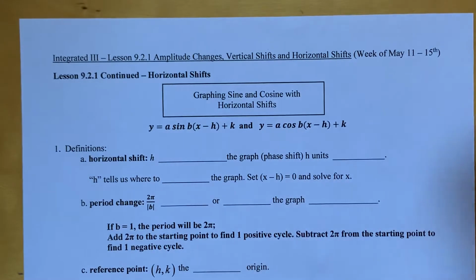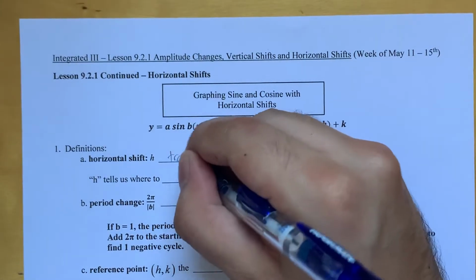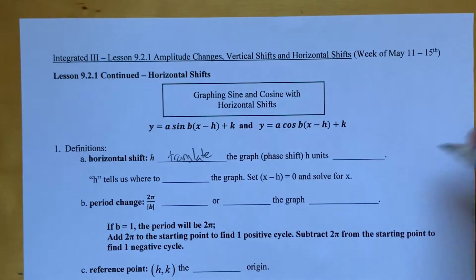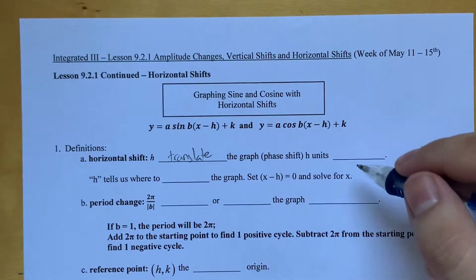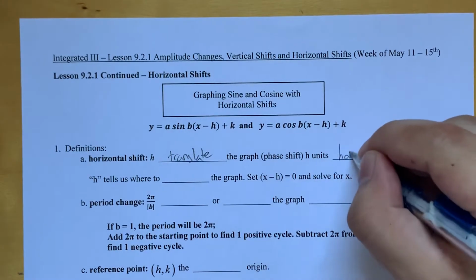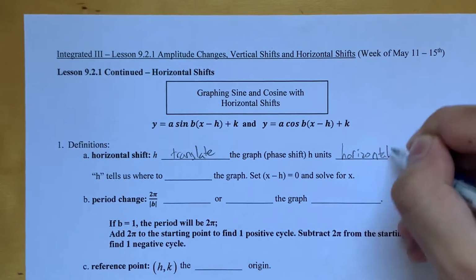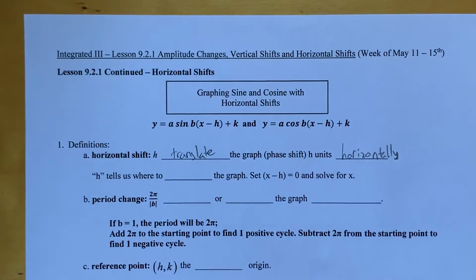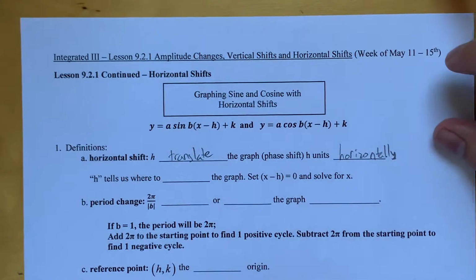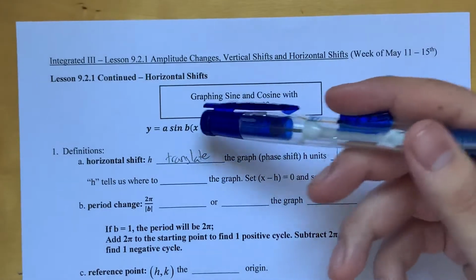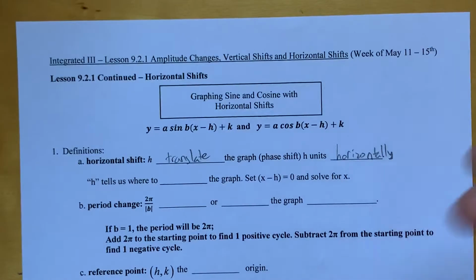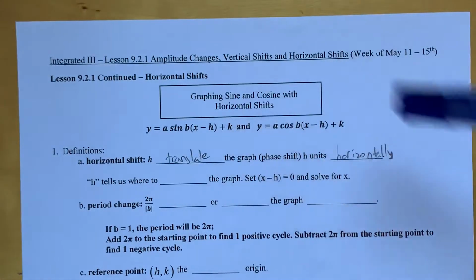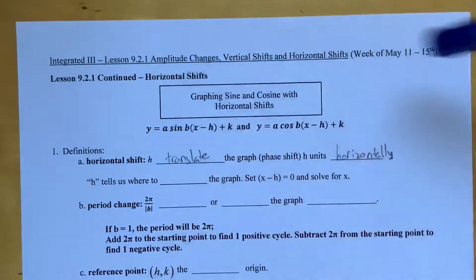Horizontal shift H translates the graph, the phase shift, H units horizontally. So pretty straightforward. The H shifts the graph H units horizontally. And you could see that X minus H is in the same place that it was before, except now we're introduced to the H and the B.